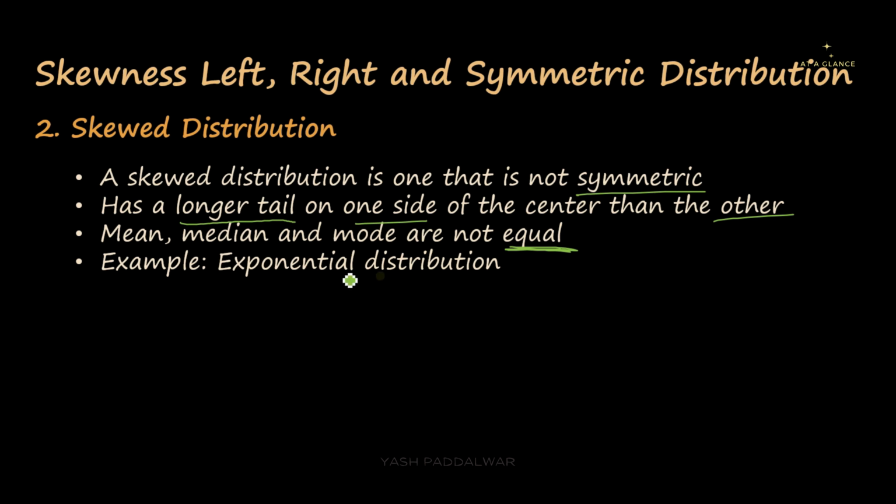If you look at the graph of this exponential distribution, you will come to know that it is not symmetric. It has a longer tail on one side. Now, as I already told you, skewed distribution has some types, for example, left and right. Now, let's have a look at these types.